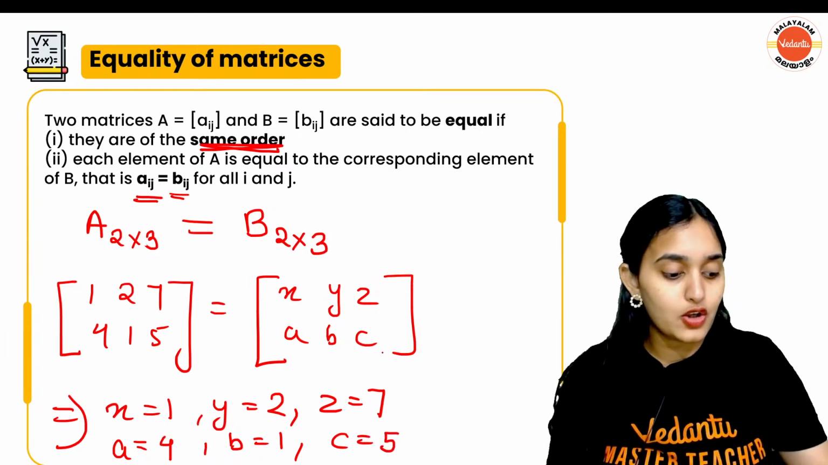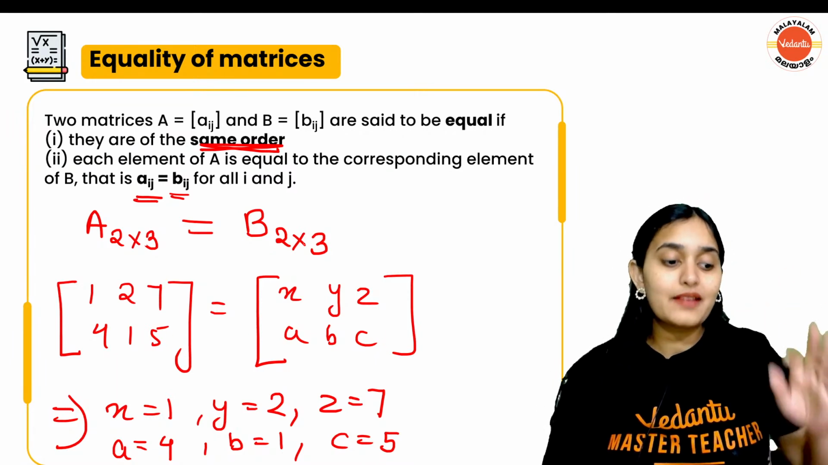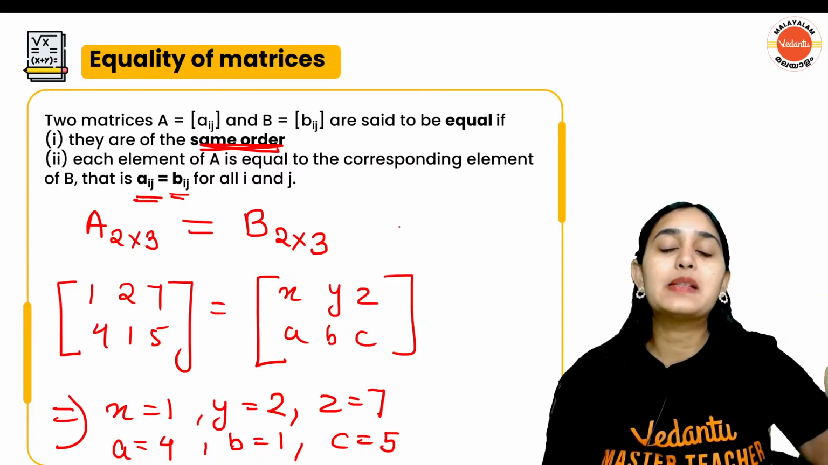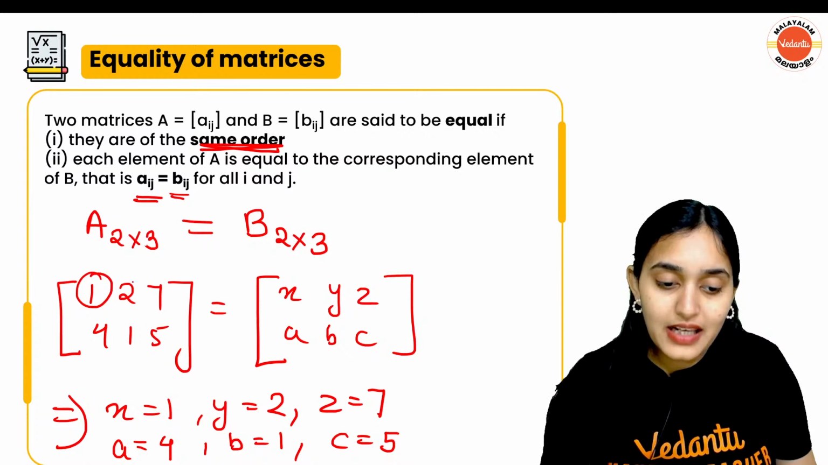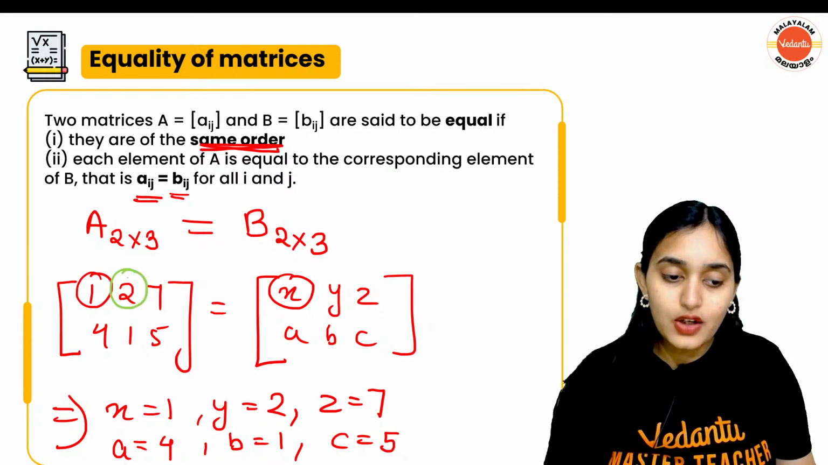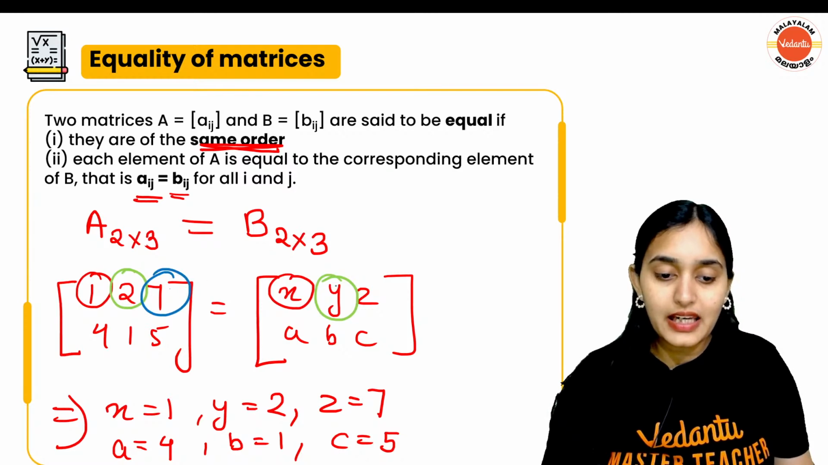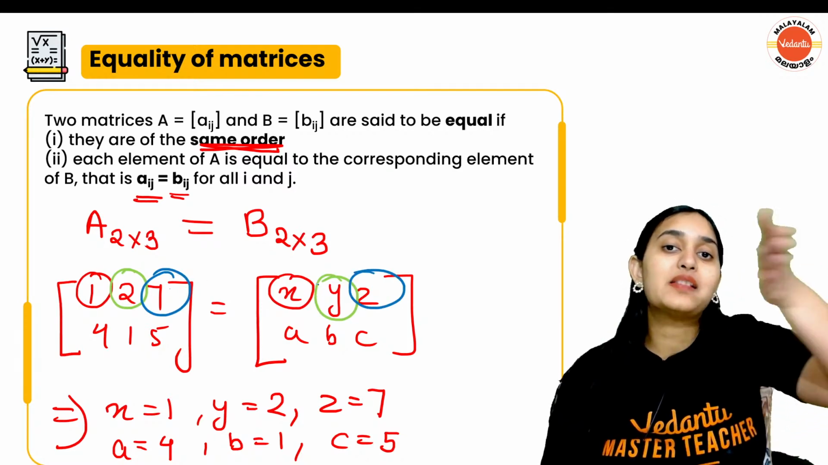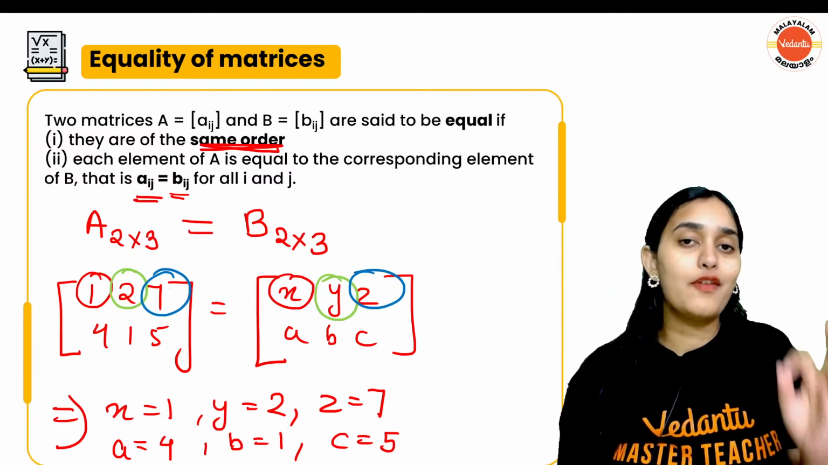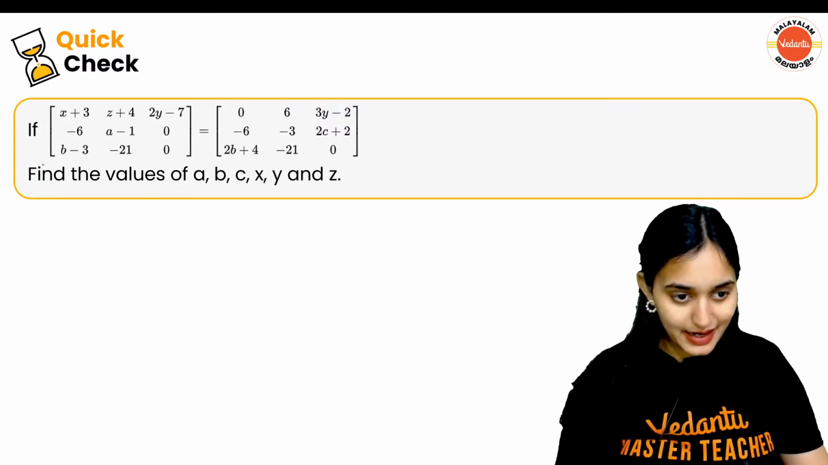Clear to everybody? What do we understand by equality of matrices? Equality means every element should be the same in the corresponding position. A11, B11. Okay. Similarly, A12, B12. Similarly, A13, B13. Like that, corresponding elements should be the same. That is equality of a matrix. Alright, now let's do a quick question based on this concept.